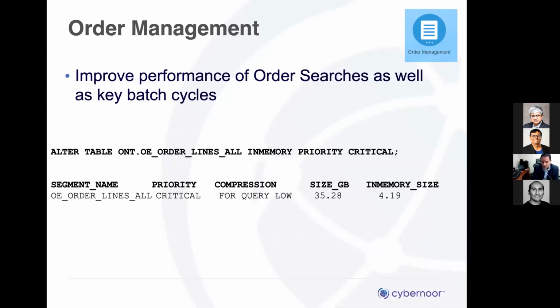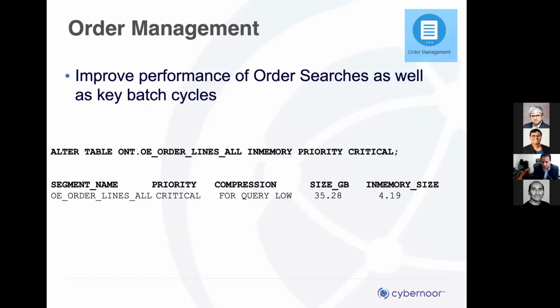So as an example here, typically you would put the order lines and order headers tables in the memory store. Just highlighting order lines here as an example. So in our environment, the order line table was about 35 gigabytes in size, and the in-memory size came down to about 4 gig. That's without compression as well. So if we used even higher level compression, that would be less. But you can see definitely that's almost like an 8x improvement in terms of the segment size.